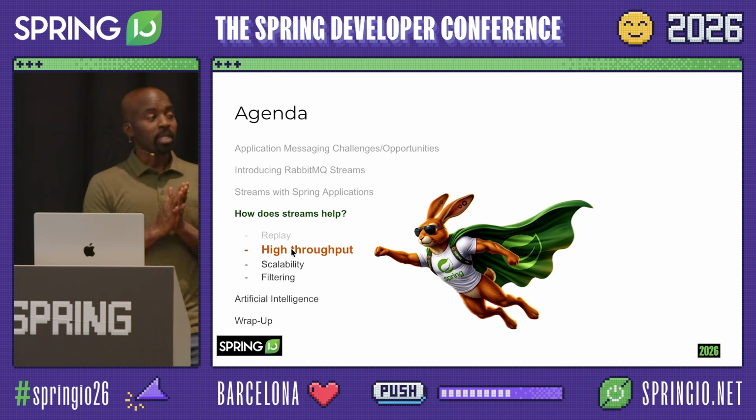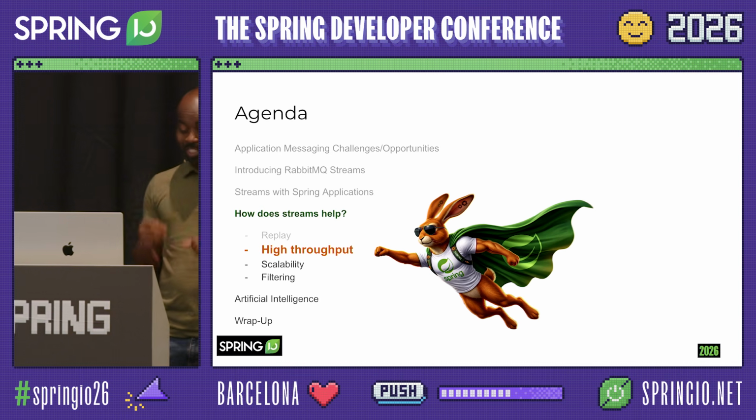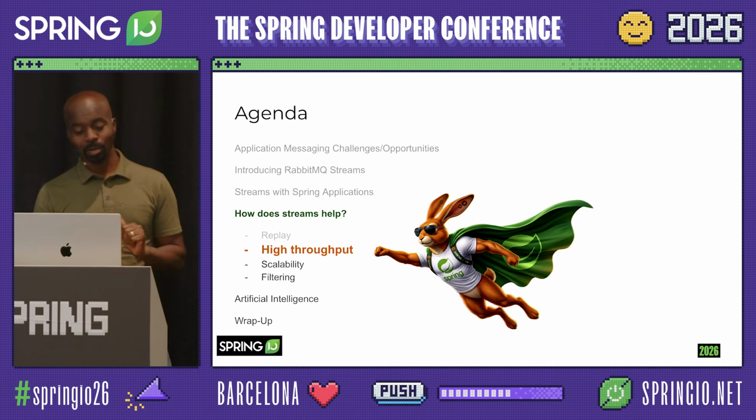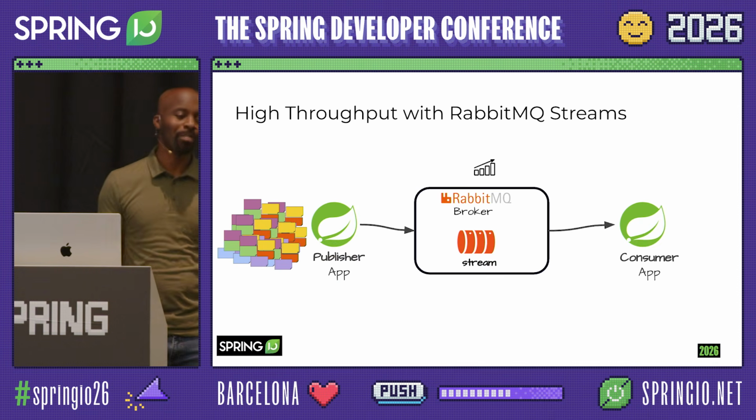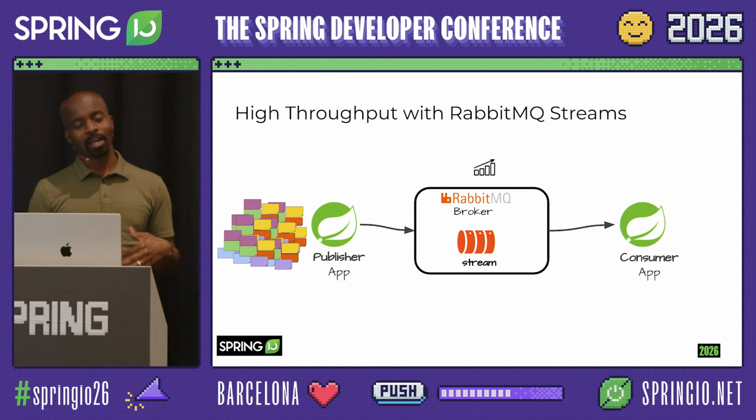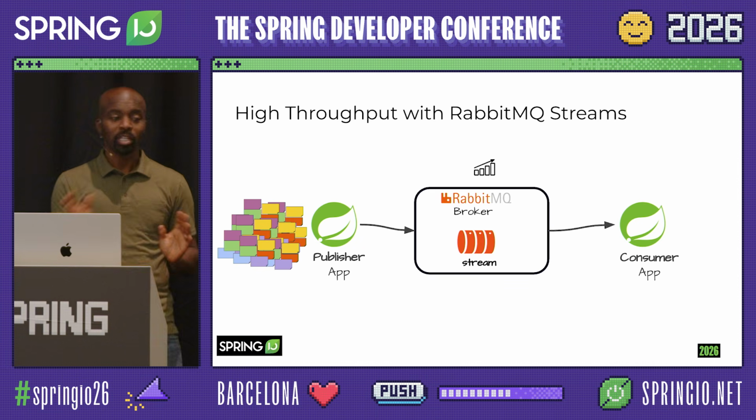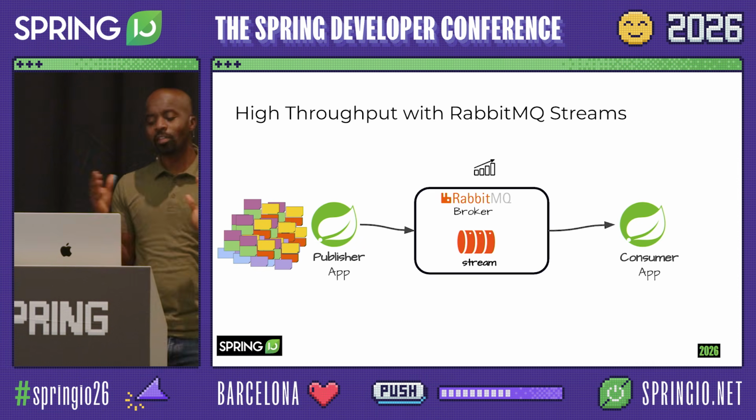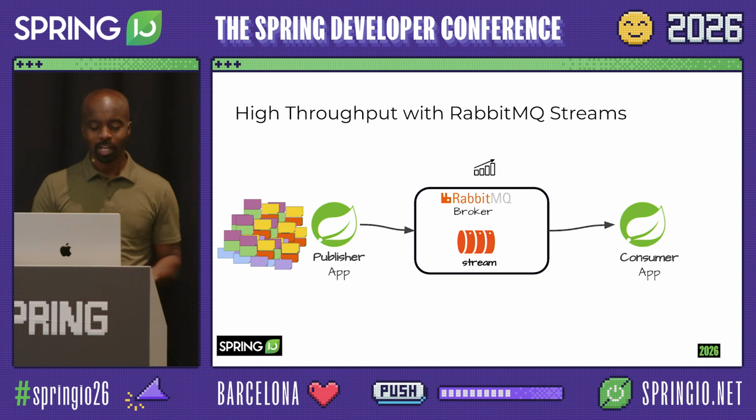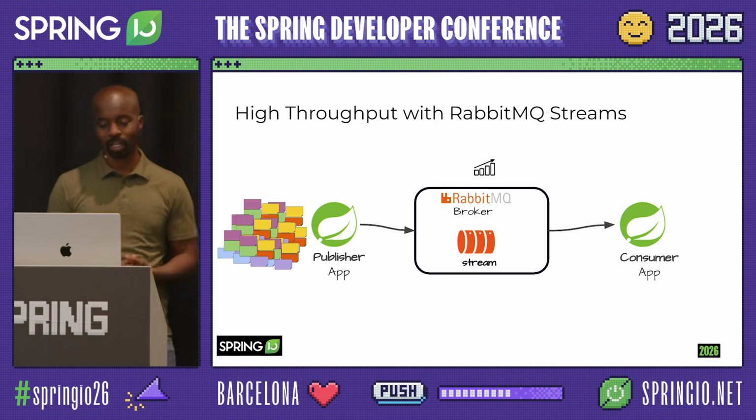So now, in addition to replaying, Streams also helps your apps by providing higher throughput. Now, what do I mean by high throughput? For years, if you had maybe hundreds of thousands of messages per second, maybe 1 million or millions of messages per second, typically in the past, you wouldn't consider using RabbitMQ. You might use one of the competing technologies.